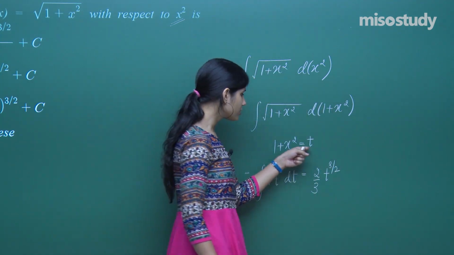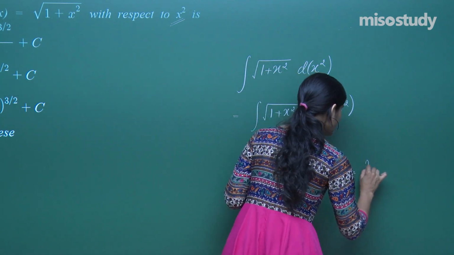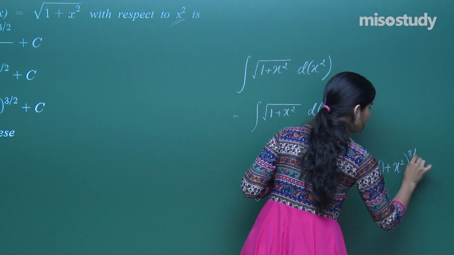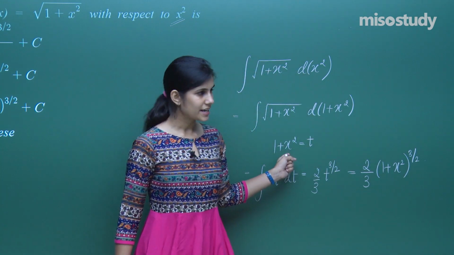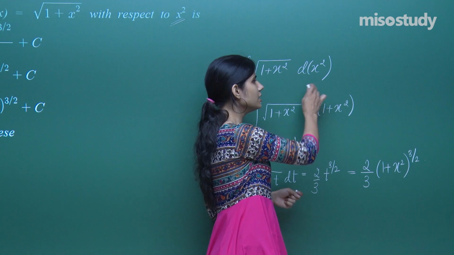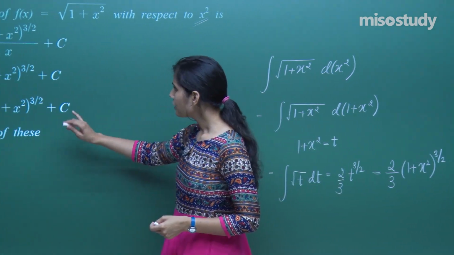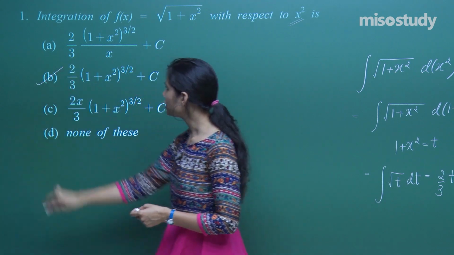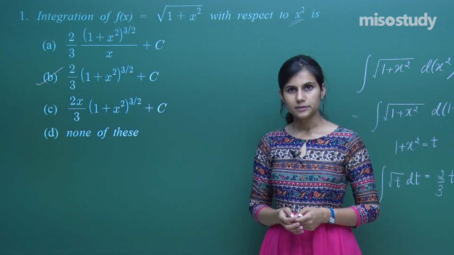But that's not the answer, because t is being taken as 1 plus x square. So your answer is 2 by 3 (1 plus x square) to the power 3 by 2, and that is the indefinite integral of under root 1 plus x square with respect to x square. Plus, obviously, the constant of integration, and therefore B is the correct answer.